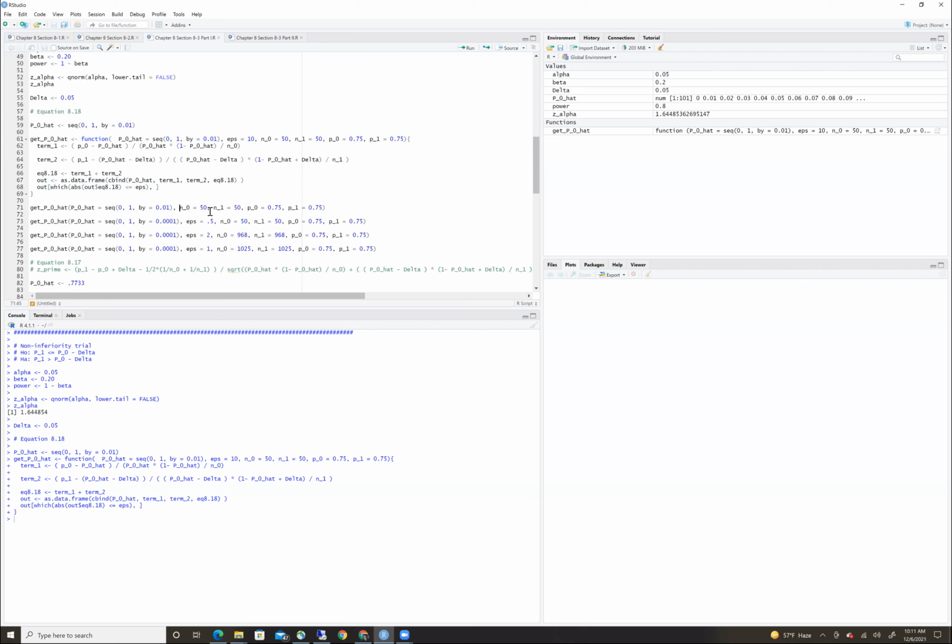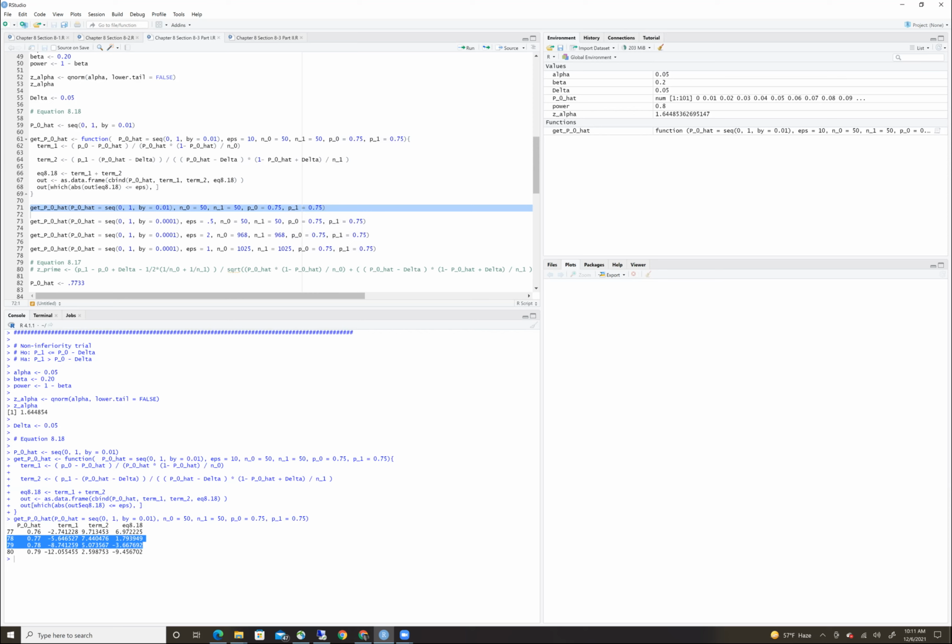We're going to set each of our sample sizes to be equal. And we're going to initialize P0 and P1 to be equal because under the null hypothesis, they are values that are very close together, something smaller than delta apart. Okay, so when I do this, I'm looking for a value that's very close to 0. So we know that the value is somewhere between 0.77 and 0.78.